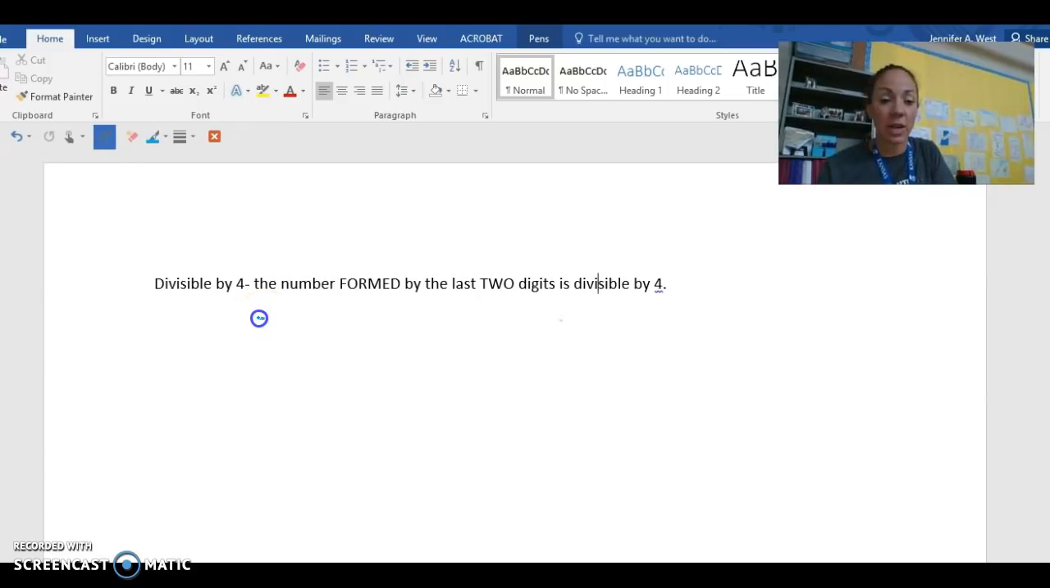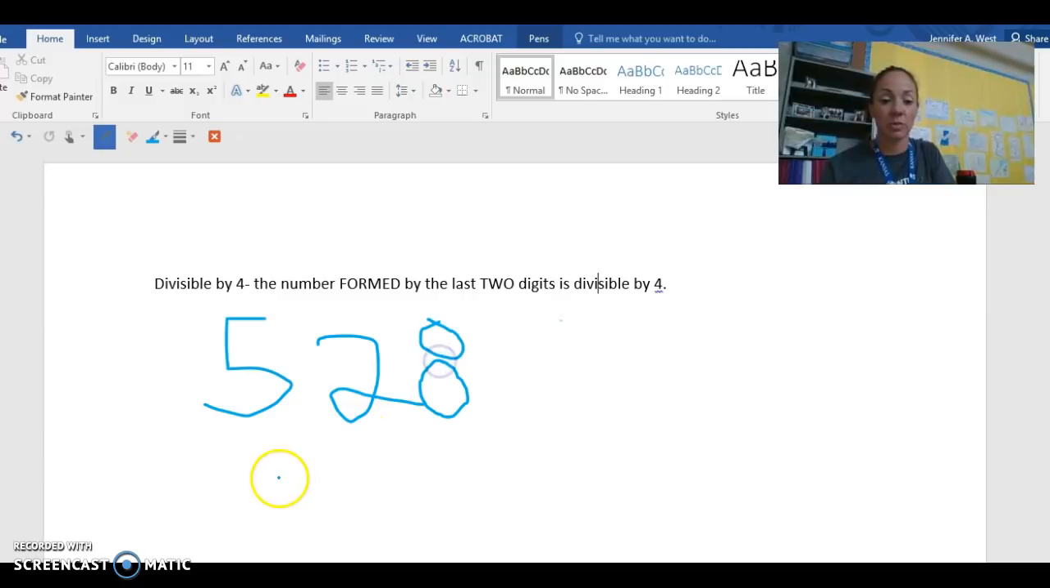So let's take a look at the number 528. We need to take a look at the last 2 digits of this number, which would be the 2 and the 8, 28. So if I think back to my skip counting or multiples of 4, I know that 4 times 7 equals 28. So that means that 528 is divisible by 4.